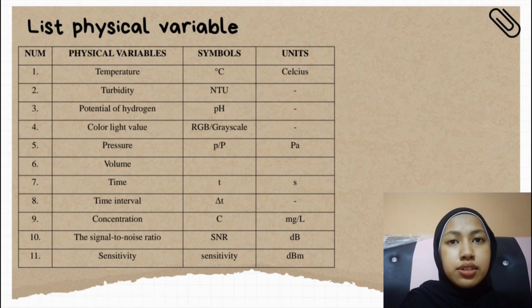The list of physical variables are temperature, turbidity, potential of hydrogen, color light value, pressure, volume, time interval, concentration, the signal to noise ratio, and lastly is sensitivity.